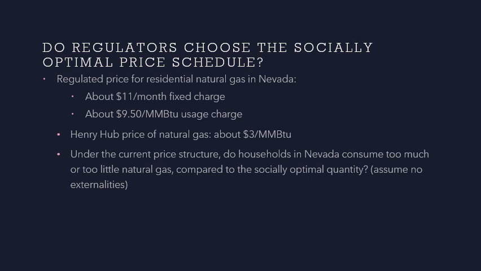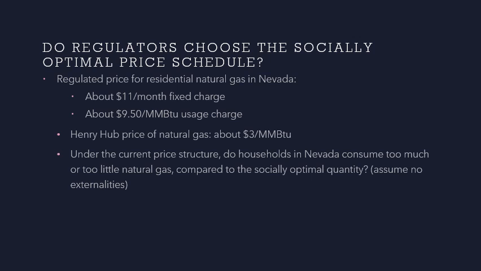So for example, the regulated price for residential natural gas in Nevada is about $11 per month, which is their fixed charge. So even if you use no natural gas, you pay $11 per month. That's just having the service provided, having the pipelines hooked up to your house. And then above that, you have about a $9.50 usage charge per unit of natural gas that you use. The Henry Hub price of natural gas, sort of the benchmark price of natural gas, is $3 per unit.